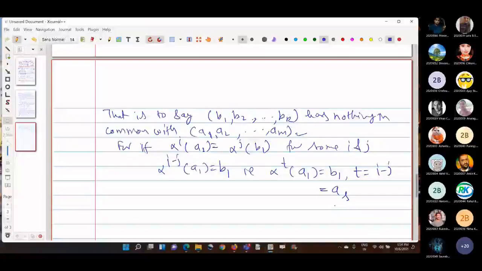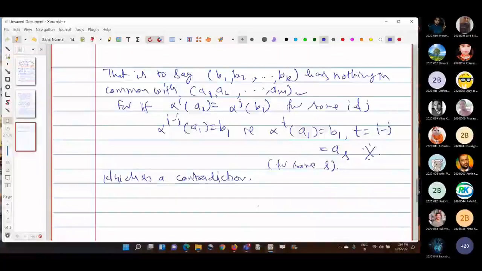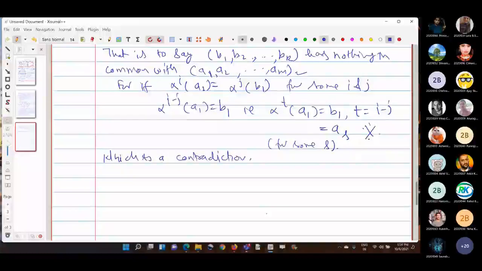For some S. So B1 equals some AS. This is not possible. This is a contradiction. So A1, A2, up to AM and B1, B2, up to BK have nothing in common.